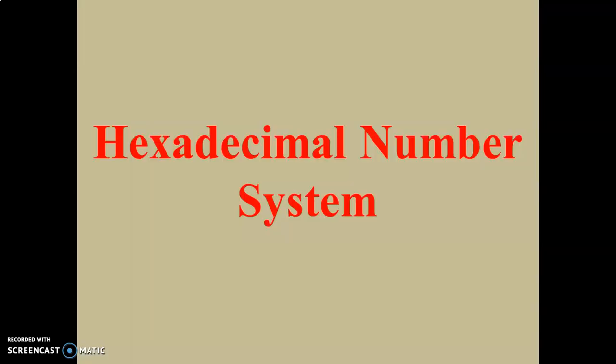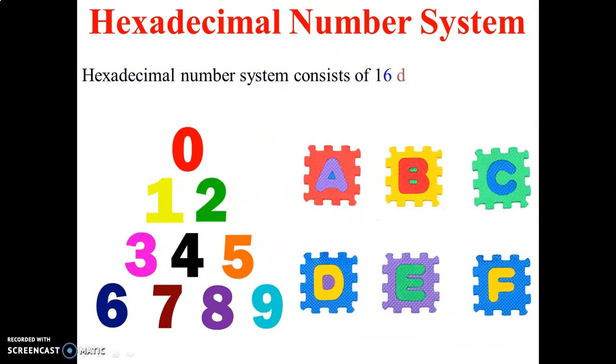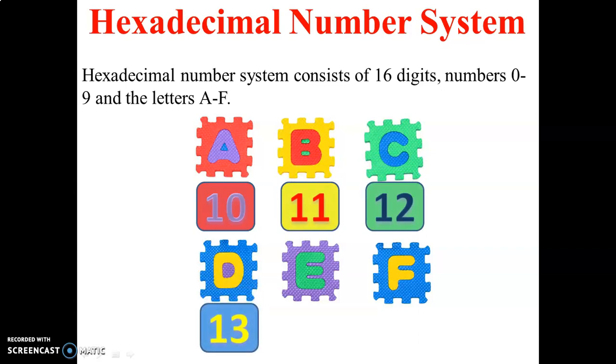So next we will understand about hexadecimal number system. This number system consists of 16 digits, numbers 0 to 9, and the letters A to F, where A to F represent decimal numbers from 10 to 15. That means A is equivalent to 10, B is equivalent to 11, C refers to 12, D refers to 13, E refers to 14, and F refers to 15. The base of this number system is 16. This number system is also known as hex.